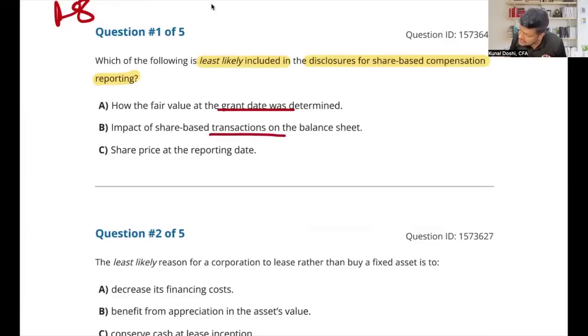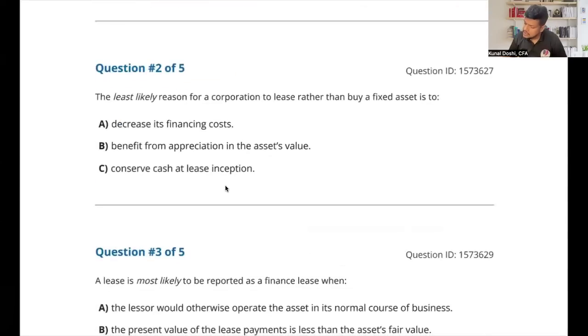Impact of share-based transaction on the balance sheet. Do we need that? Yes, we need the impact not only on the balance sheet, but on the income statement. And share price at reporting date. Do we need something like that? Did we study something like that? No. Understood? Clear?